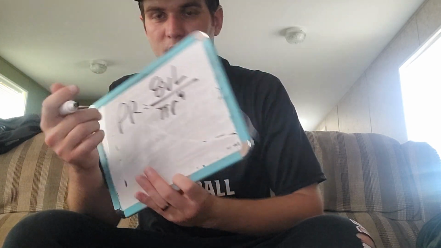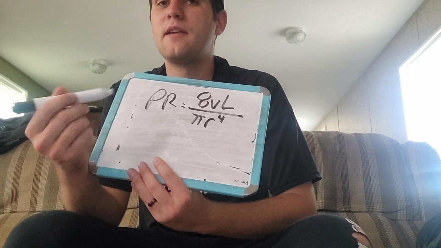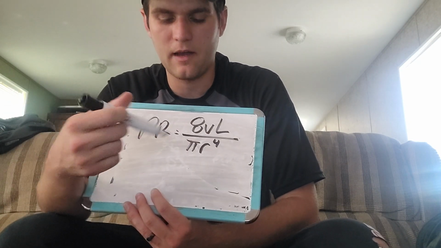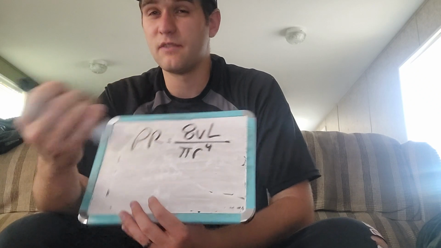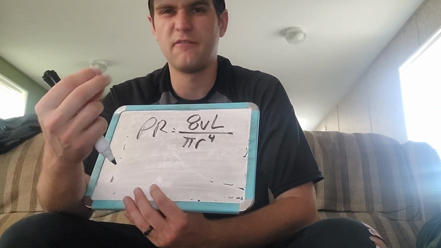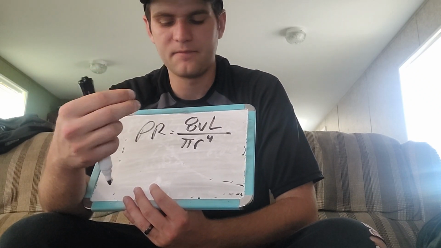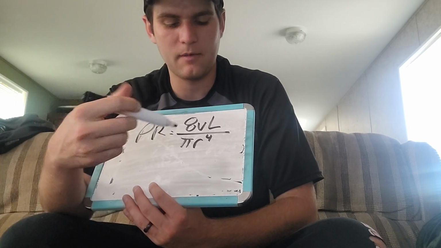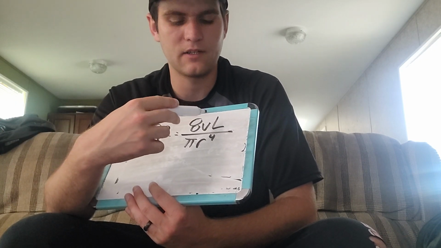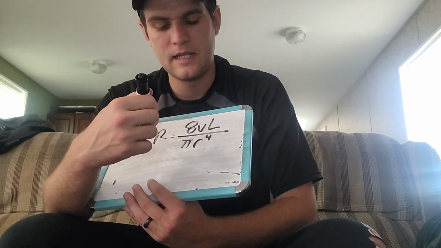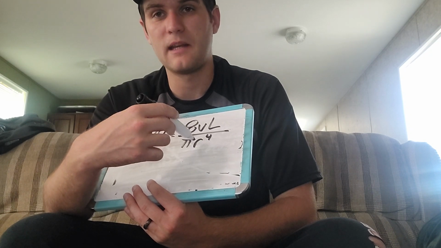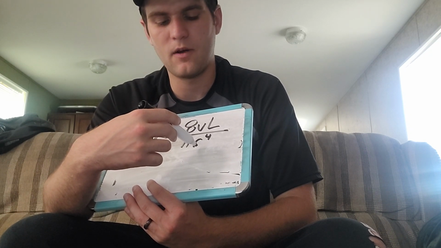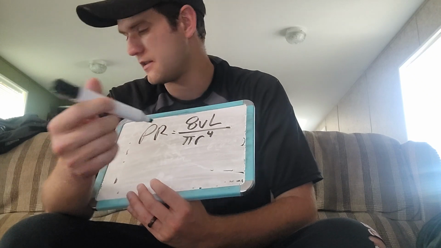So that's what our PR is going to be. If we want to increase our PR, like we mentioned there, which is going to increase our MAP, we can increase the viscosity of our blood. If it's very viscous, then your PR is going to go up. The length of your arteries, if we increase that, it's going to go up. Or we can decrease the radius of our arteries, and that's also going to increase it. Okay, so let's move on.